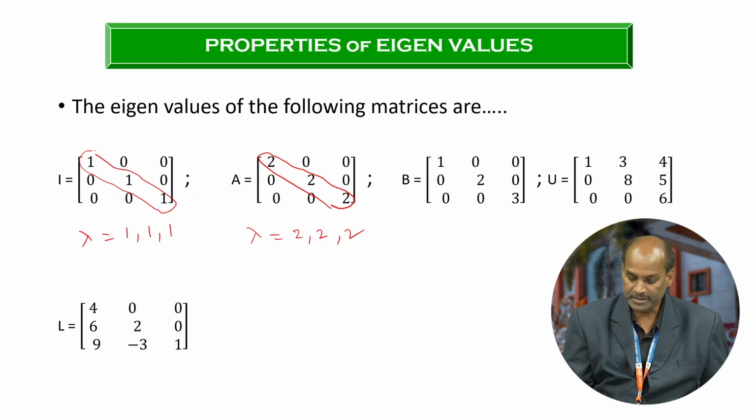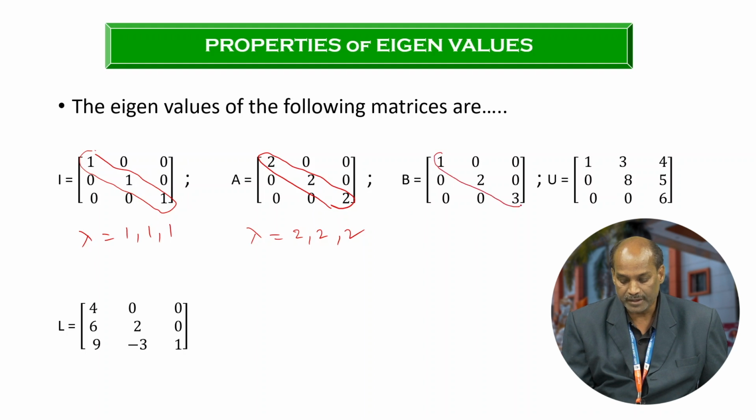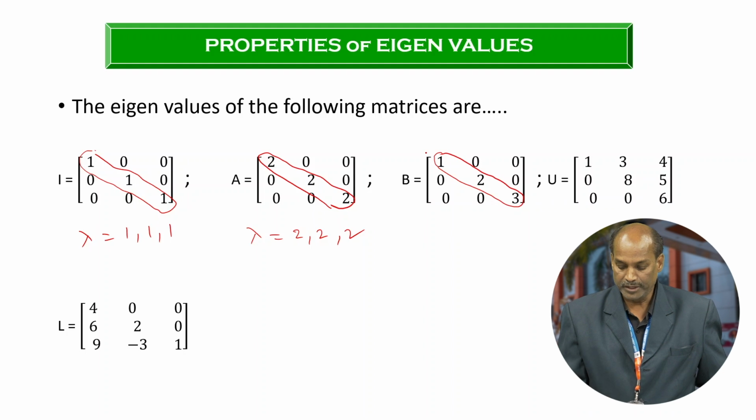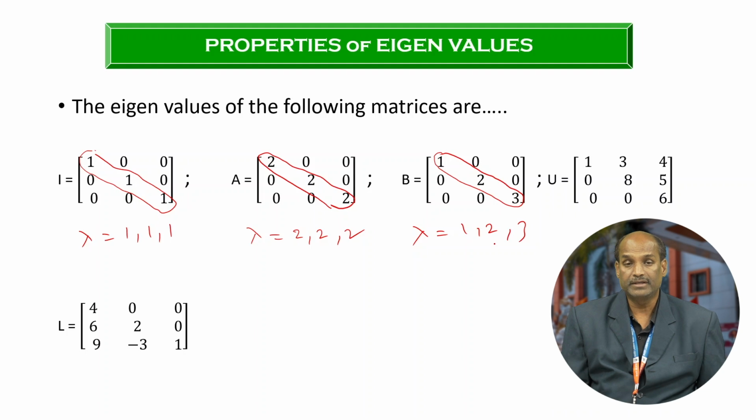Now similarly, see this example B. What is this? A diagonal matrix with different numbers. You see here 1, 2, 3. So here the eigenvalues are 1, 2, 3. That means if the matrix is a diagonal matrix, then the eigenvalues are the diagonal elements.